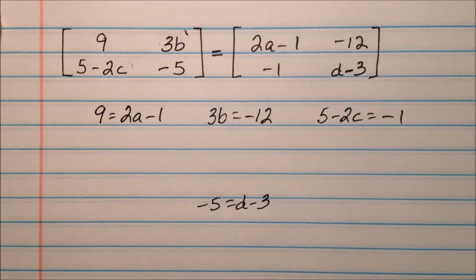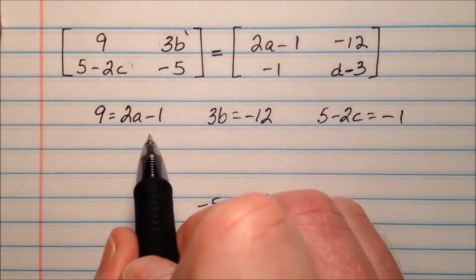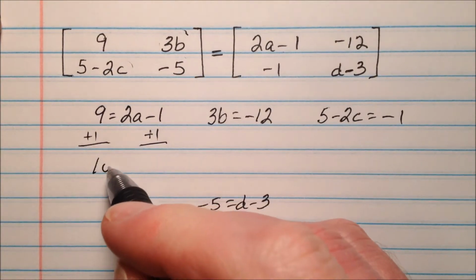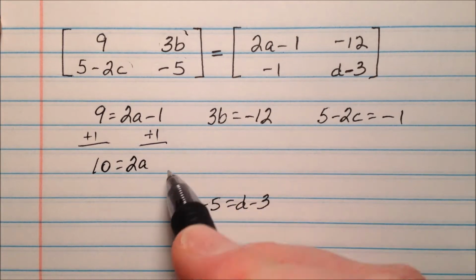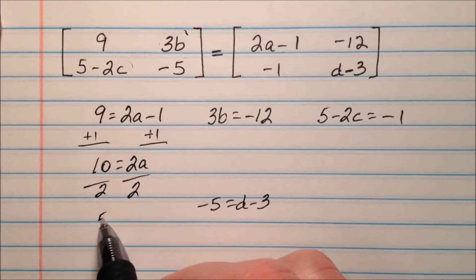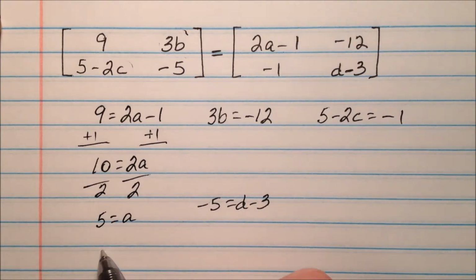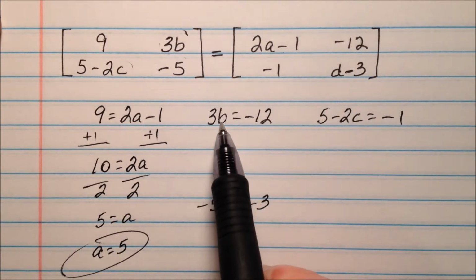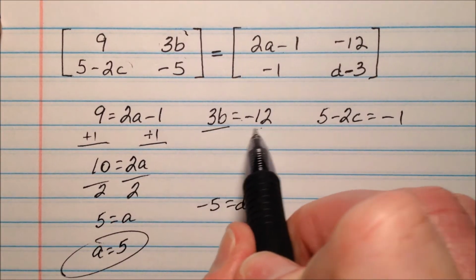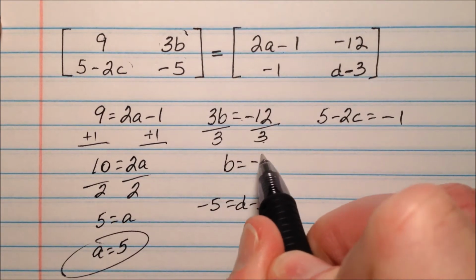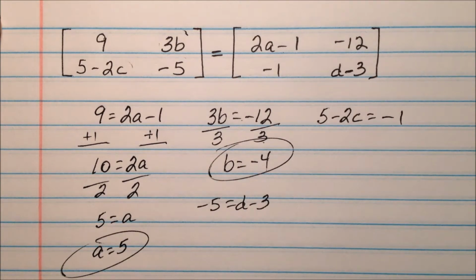C, and D. For A, I'm going to add 1 to both sides, and I'm going to see that 10 equals 2A. So then when I divide both sides by 2, I see that 5 equals A, or with my symmetric property, A equals 5. In the second one, 3B equals negative 12. I can divide both sides by 3 to isolate my B, and I'll see that B equals negative 4.